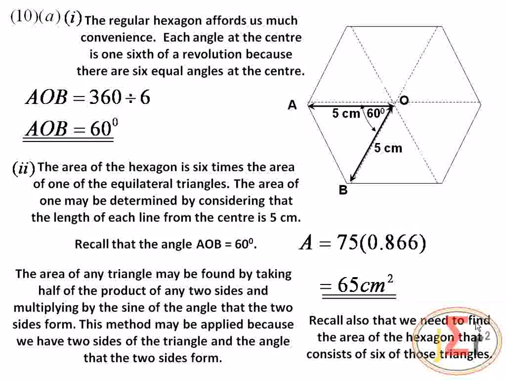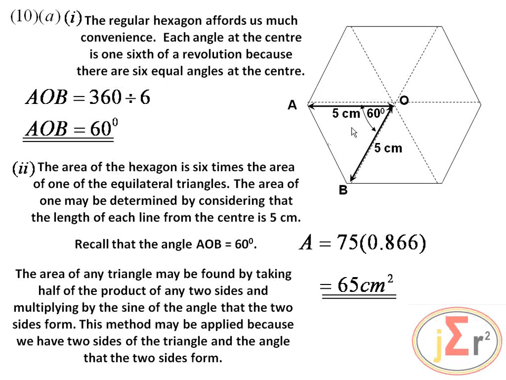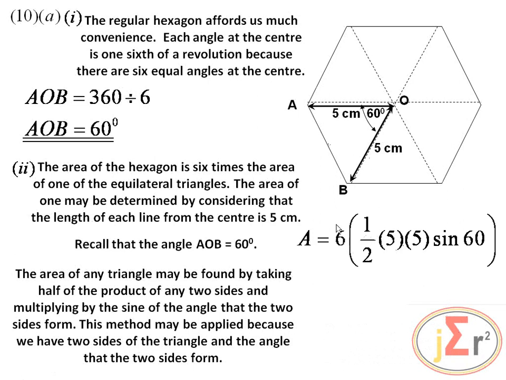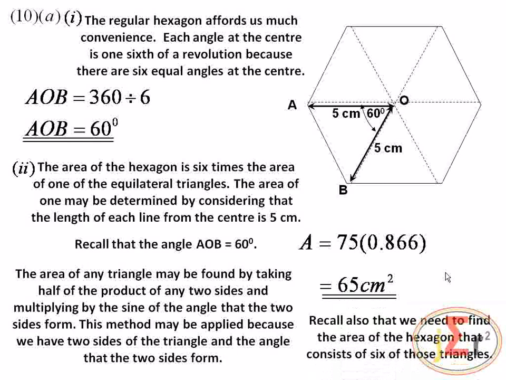Recall also that we need to find the area of the hexagon that consists of 6 of those triangles. So we find the area of one triangle and we multiply that by 6. We do it in the same step. Multiply 6 by the area of each triangle and we will get the entire thing. And that's all there is to it. But we have a lot more to 10 part B.